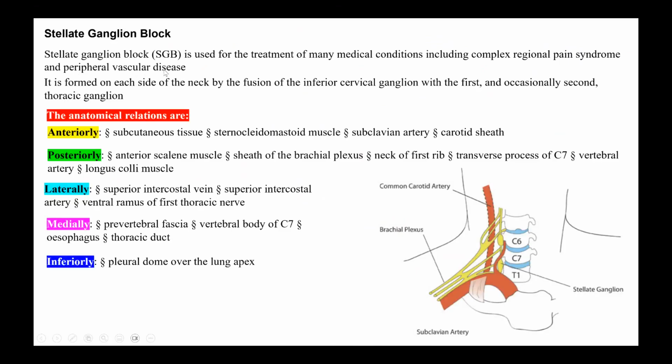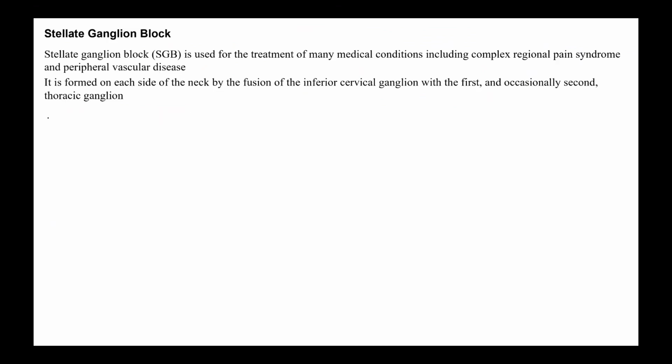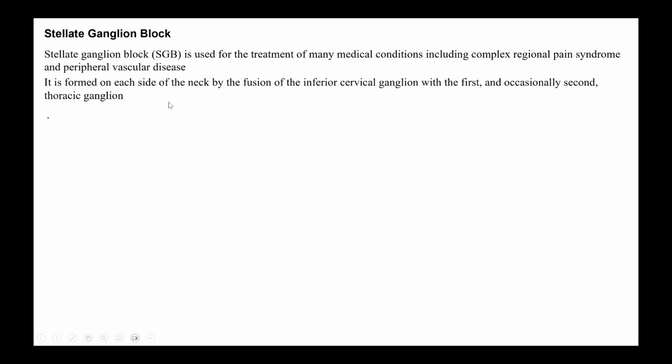This is the stellate ganglion block. It is used for the treatment of many medical conditions, including complications of peripheral vascular disease. It is found on each side of the neck by the fusion of the inferior cervical ganglion, which is a sympathetic ganglion, with the first, occasionally second, thoracic ganglion.